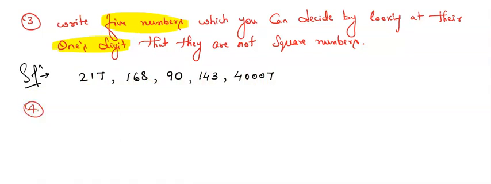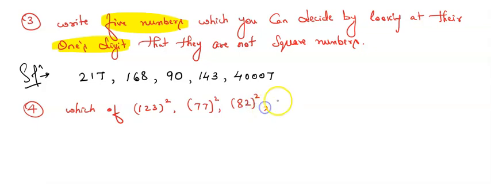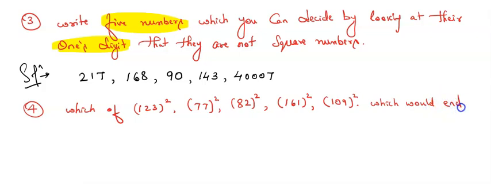Done? Good. Take down the next question. Which of 123 whole square, 77 whole square, 82 whole square, 161 whole square, 109 whole square, full stop, would end with digit 1?